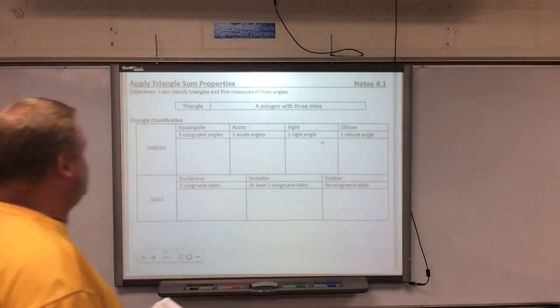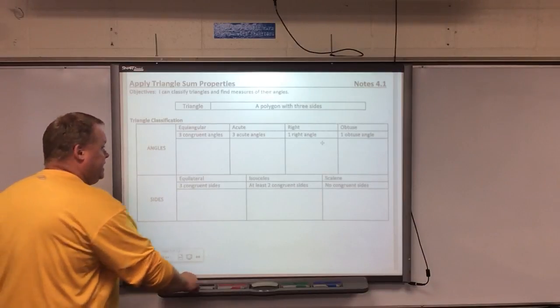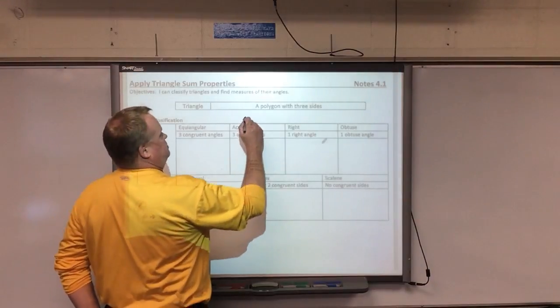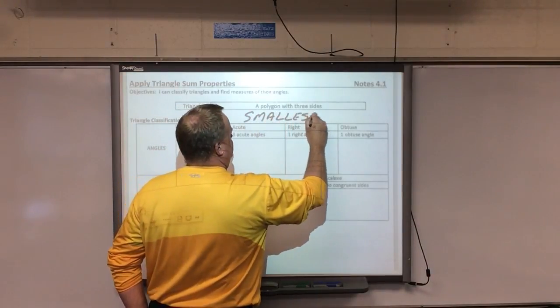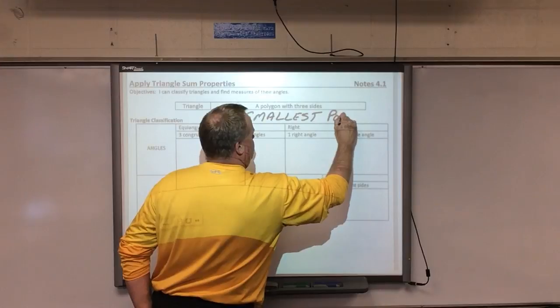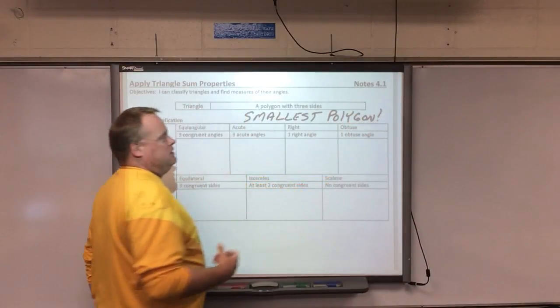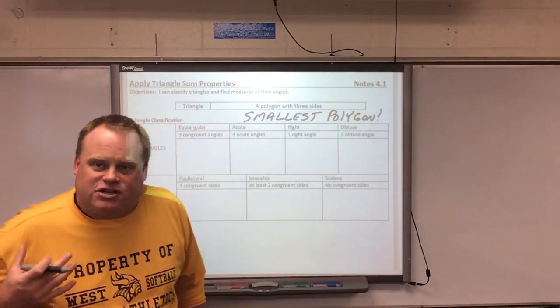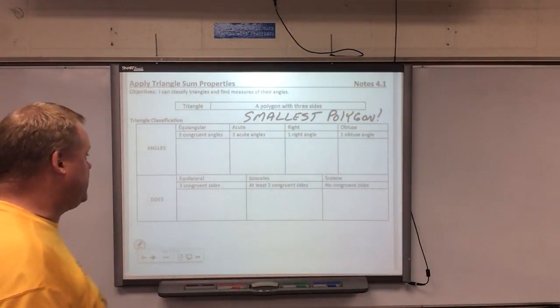The first one, a triangle, is a polygon with 3 sides. It is also the smallest polygon there is. I just need you to know that our triangle is our smallest polygon.